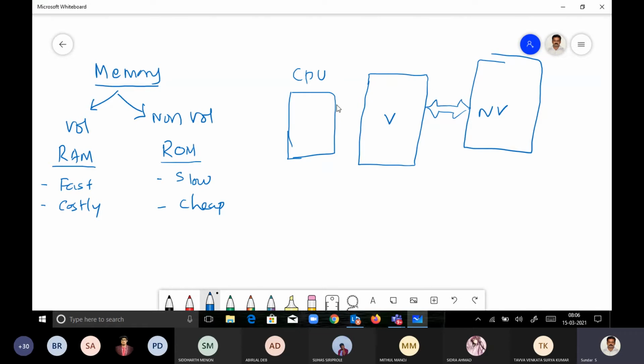Suppose the item which the CPU is looking for is not available in the volatile memory. Usually we keep the volatile memory at low capacity compared to non-volatile memory, because volatile memory is costly. It is made up of semiconductors, so they are all costly devices. So we cannot keep 1 gig. Usually they go with megabytes of memory, and non-volatile memory goes in gigabytes. We cannot use gigabytes of volatile memory, because in that case the overall system cost will be high.